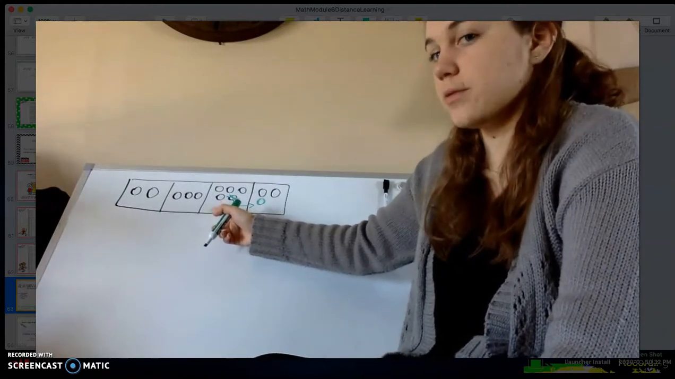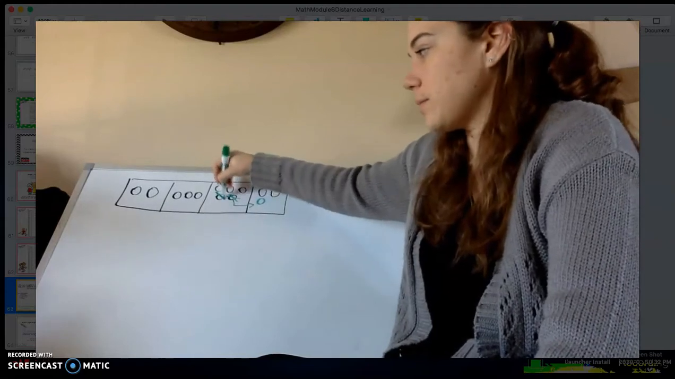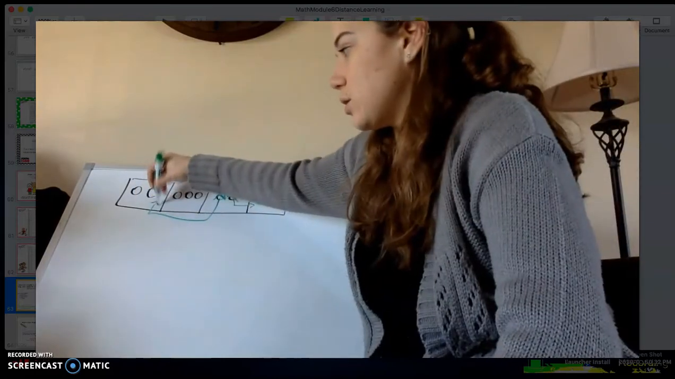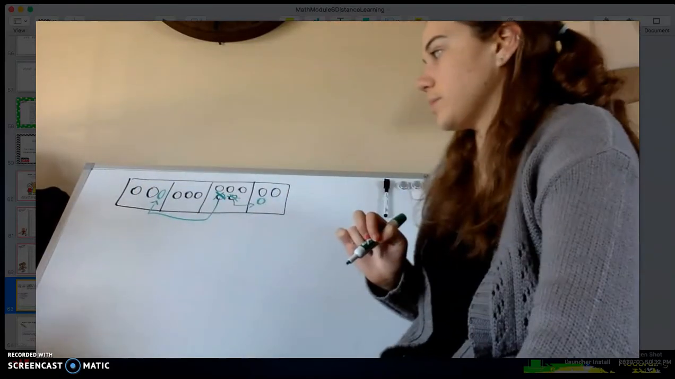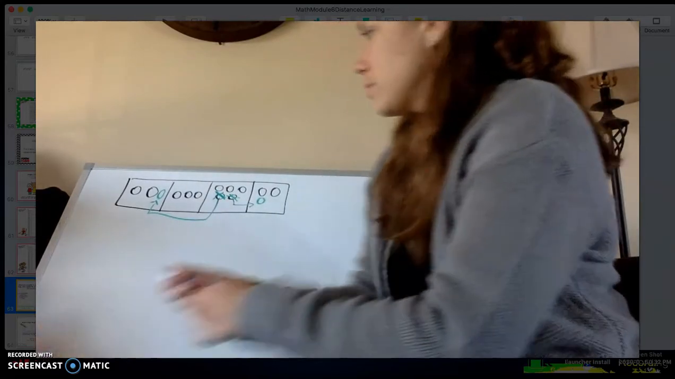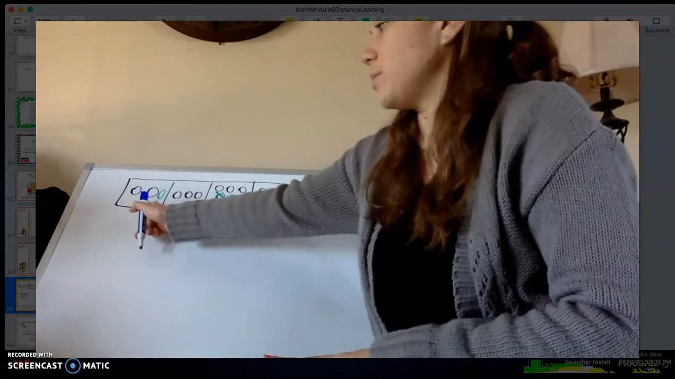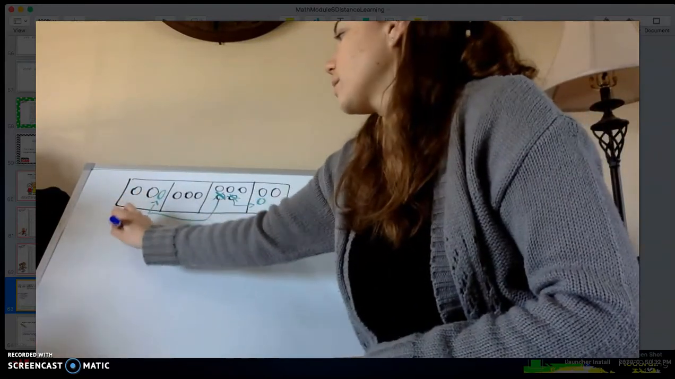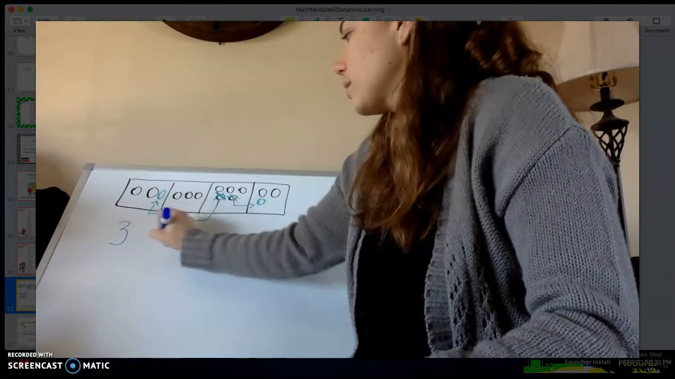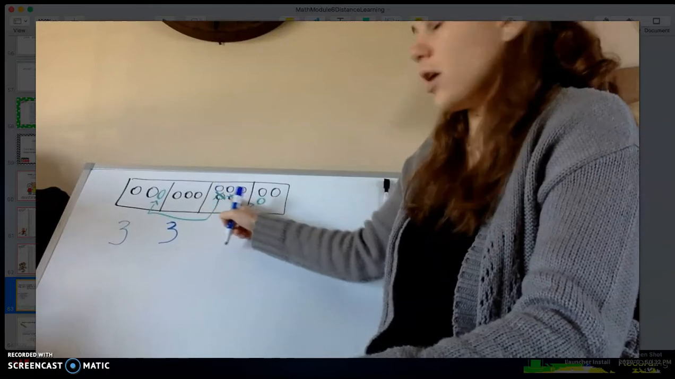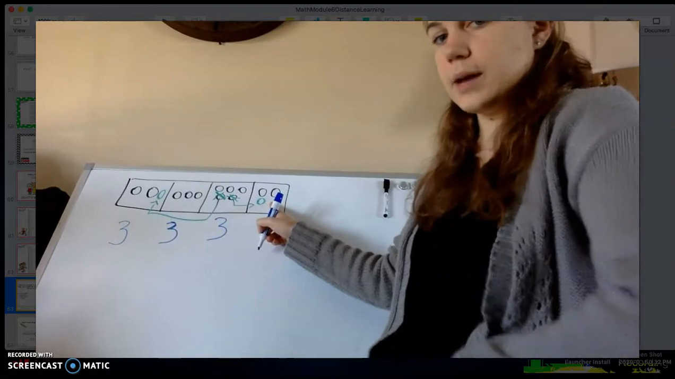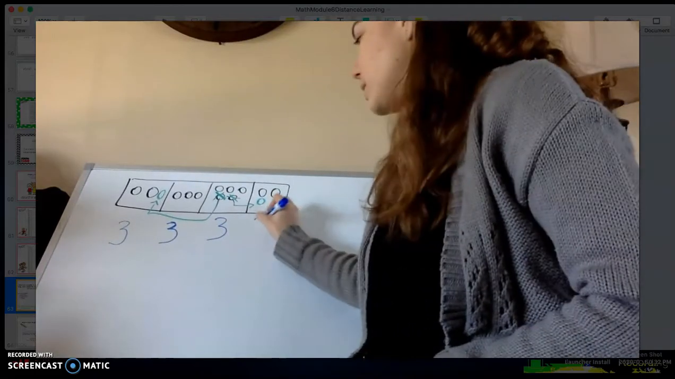3 is 1 less than 4, so what if we took it away from here and we gave it to our 2, because 3 is 1 more than 2. Let's look and see how many we have now. How many are in this group? Good, 3. How many are in this group? Good, 3. How many are in this group now that these are gone? Good, 3. And how many are in our last group now? Good, they have 3 too.